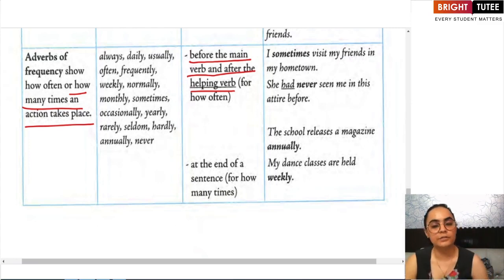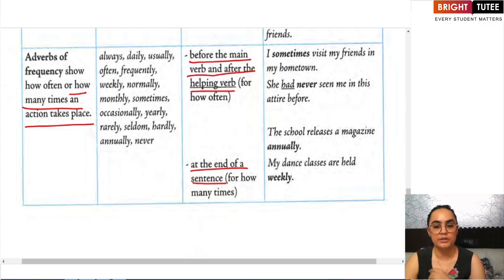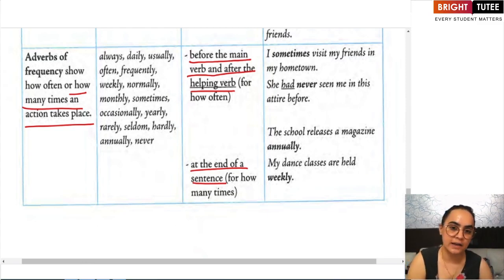The second place where we use an adverb of frequency is at the end of the sentence. The school releases its magazine annually. My dance classes are held daily, or weekly, or monthly. So we either use the adverb of frequency at the end, or we use it after the subject and before the main verb.